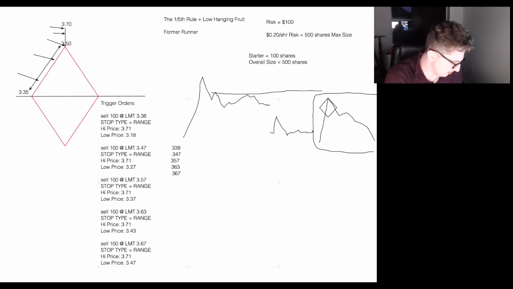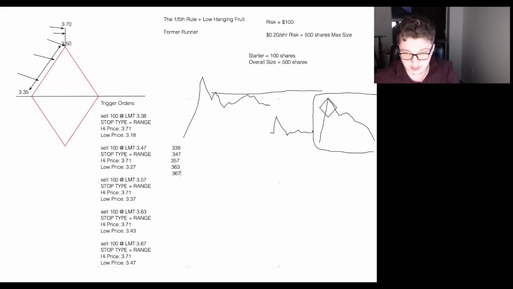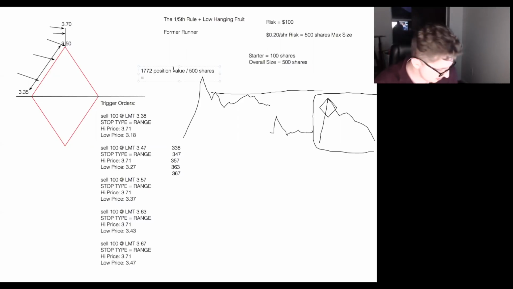So what we're going to do is add all those numbers up. I'm going to do that real quick here. 338 plus 347 plus 357 plus 363 plus 367, 1772. So that is your position value, divided by your overall share size, which is 500 shares. That's going to be equal to your average, divided by 500. It's going to be 354.4.